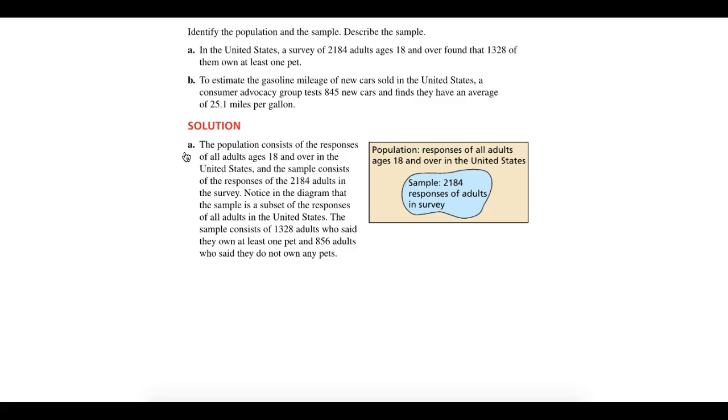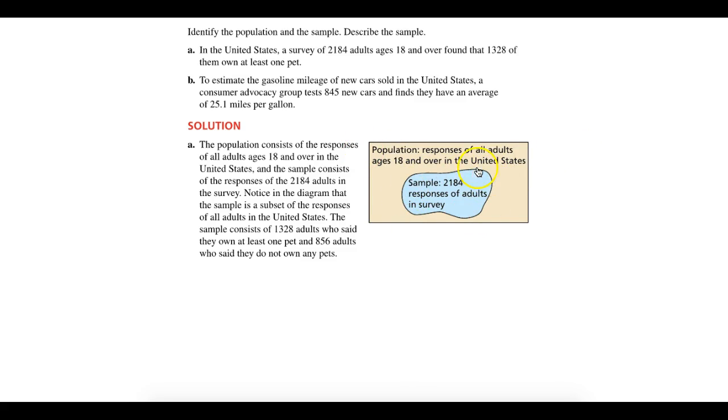So here, the population consists of the results or the responses of all adults aged 18 and over in the United States, and the sample consists of the responses of the 2,184 adults in the survey. Okay, so the population is the responses of all adults, and the sample are the responses of the 2,184 adults in the survey. Now, you can see here, if we write our population as the responses of all adults, our sample is this subset of the responses of all adults.